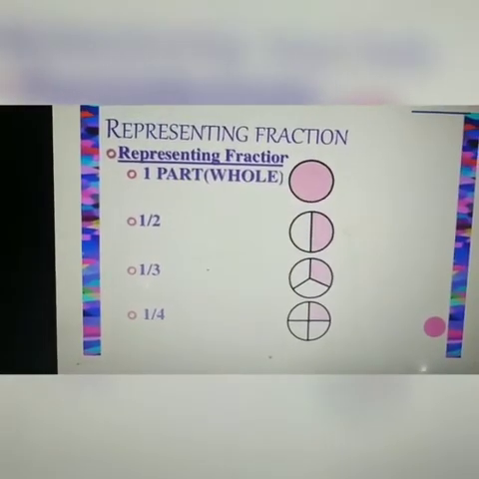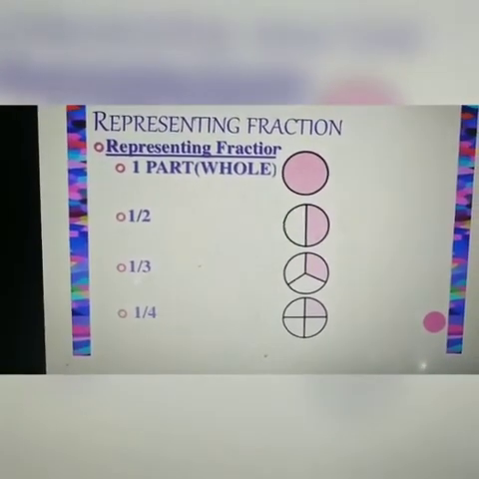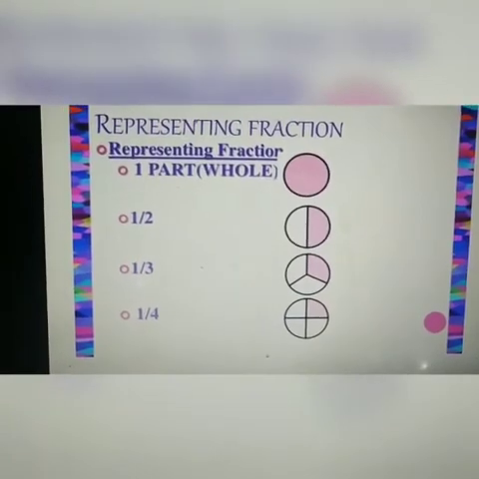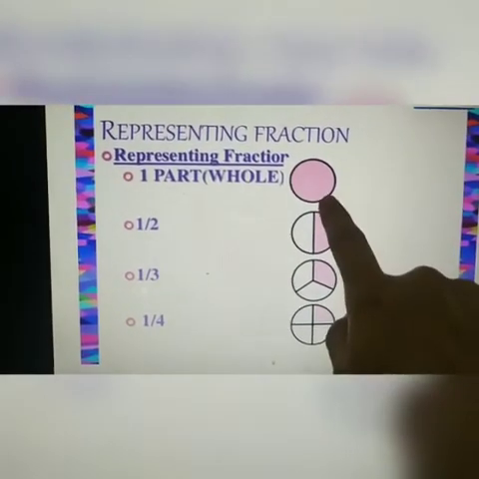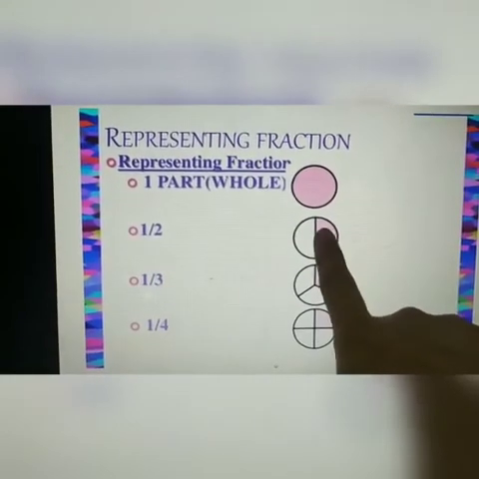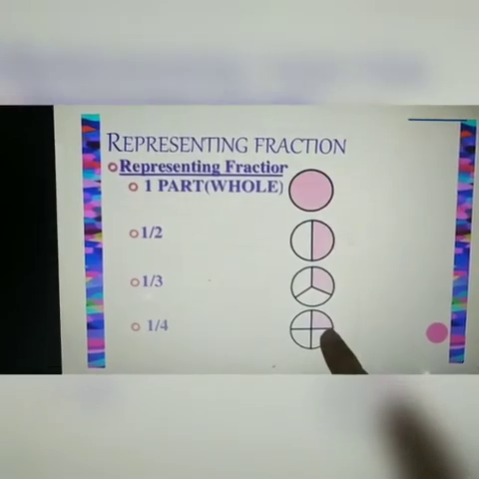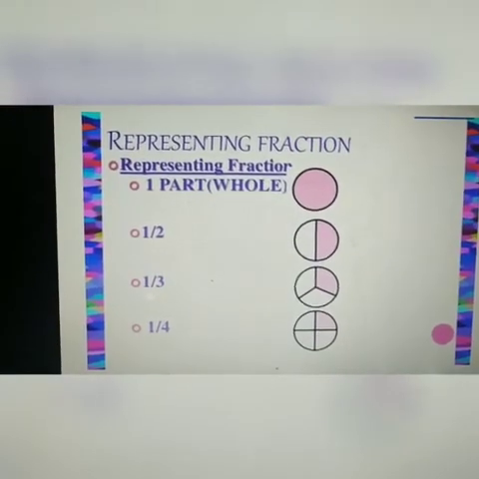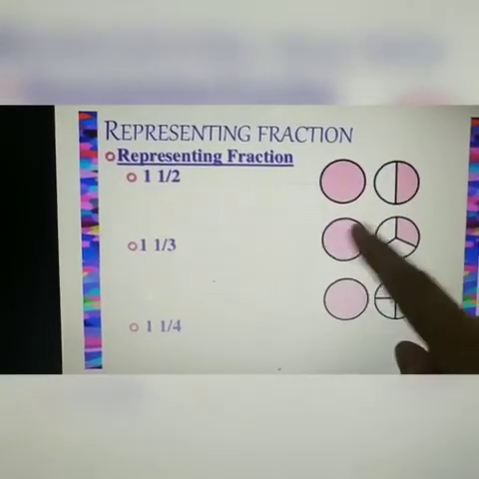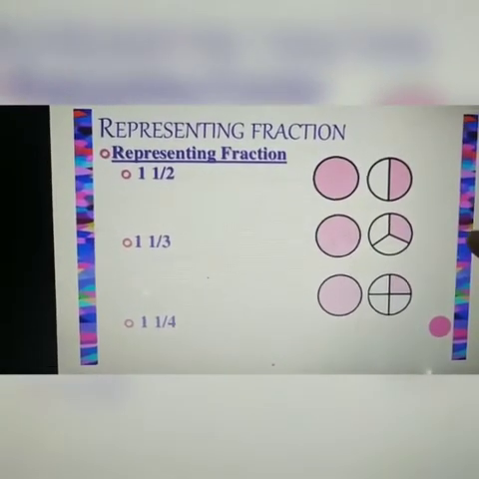These are some more representations in the form of a circle. This represents one circle, that is a whole. This represents 2 parts, that is 1 by 2. This represents 1 by 3. This represents 1 by 4. These are some more examples of how to represent a fraction in the form of circles.